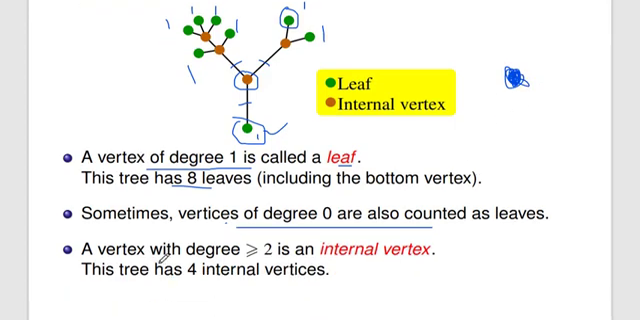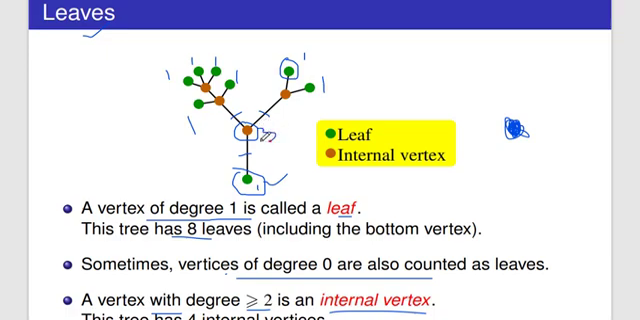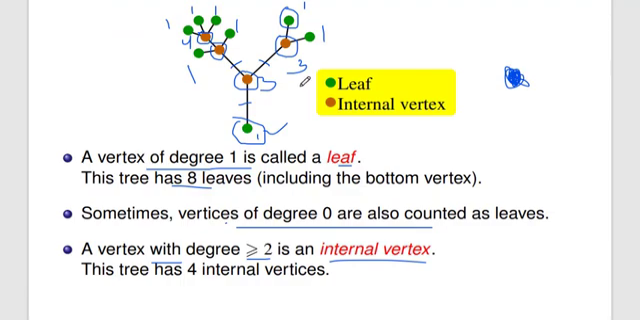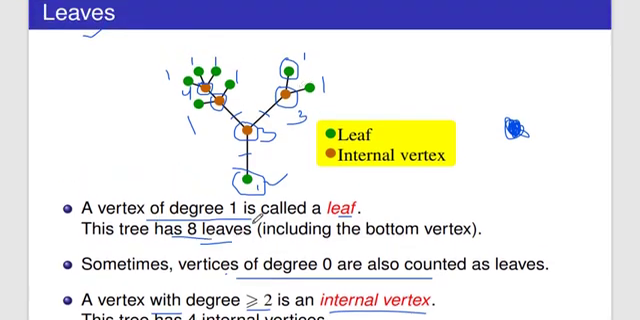And a vertex with degree greater than or equal to 2, more than 1, is called an internal vertex. So this has degree 3, so it's internal. This also has 3, this has 4. This has degree 3: 1, 2 and 3. So this yellow dot is an internal vertex, with degree more than 1, or greater than or equal to 2. This is called leaves and internal vertices.